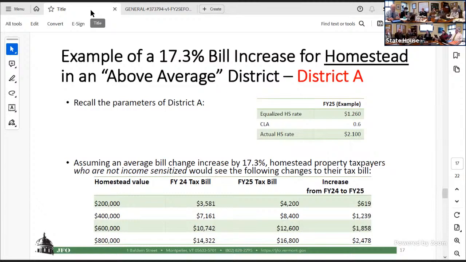The 200, 400, 600, 800 values, if somebody's looking at that table and thinking of their home, that's the value that's on their tax bill. That's primarily the grand list value. They're not thinking, values have gone up, so I must be paying more. You see what I mean? Yes, so these examples have the actual homestead rate applied. However, it really depends on what community that property taxpayer lives in, with respect to what the CLA is and what the equalized homestead rate is.